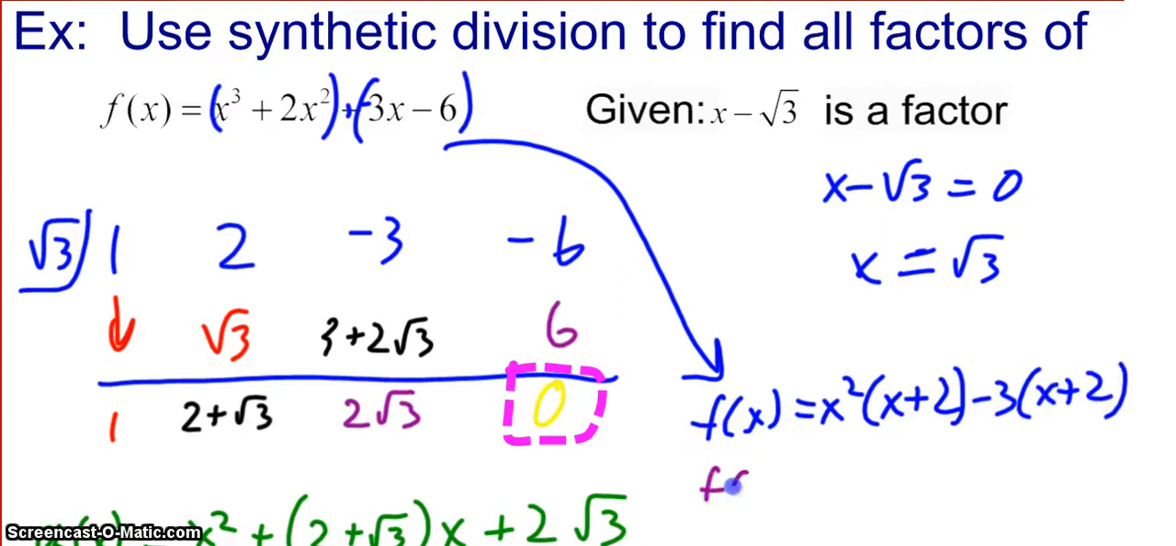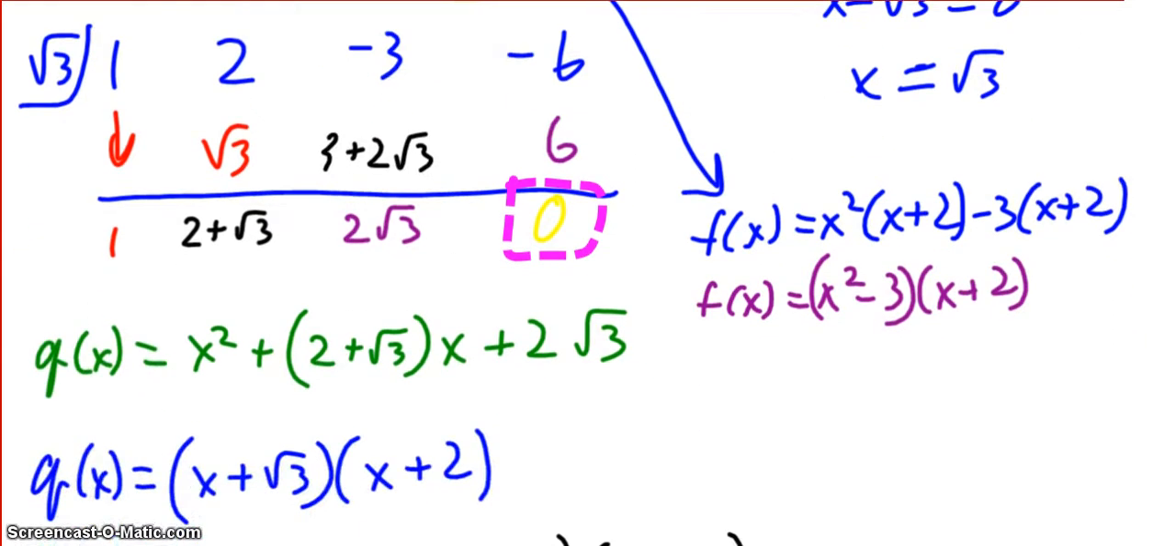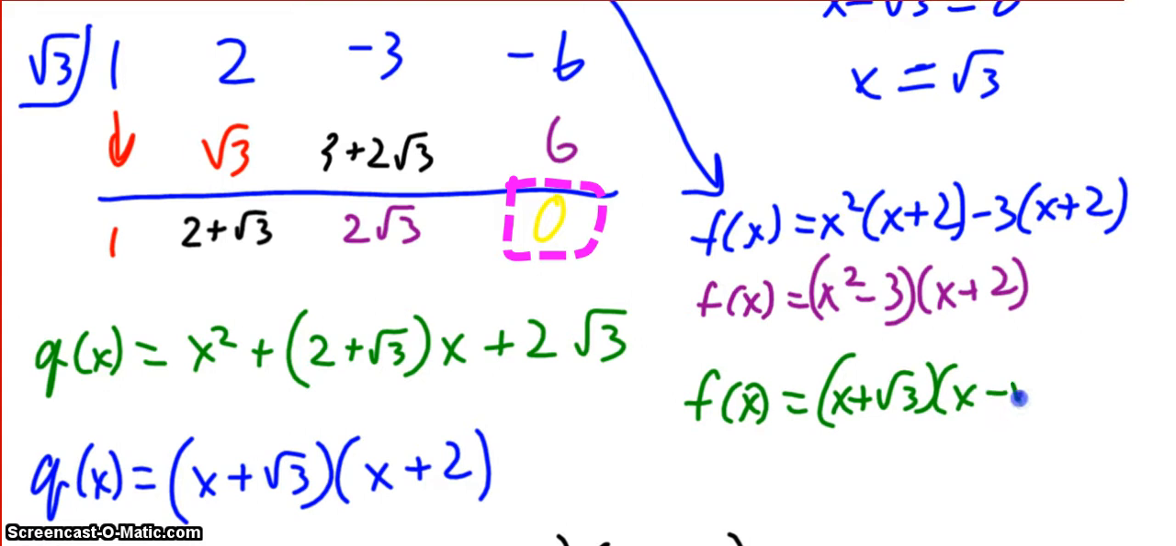So now f of x equals x squared minus 3 times x plus 2. And the x squared minus 3, that's what gives me x plus root 3 and x minus root 3, and then I still have the x plus 2. So, just want to point out that there are other ways to do the problem. I just told you a specific way to do it though.